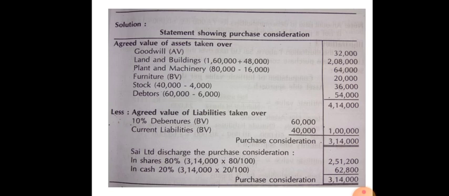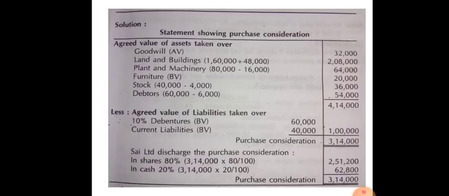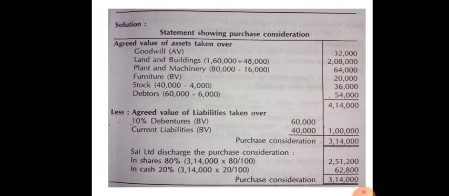Land and building is 1,60,000. In the fair values, land and building is given as 30% plus. So this 30% you have to calculate on this 1,60,000, which is 48,000. So land and building 1,60,000 plus 48,000, the total is 2,08,000. Now, related to tangible fixed assets, plant and machinery is rupees 80,000. From this 80,000 we have to minus 20%, because the fair value is 20% less. 20% means 16,000. So 80,000 minus 16,000 is 64,000.